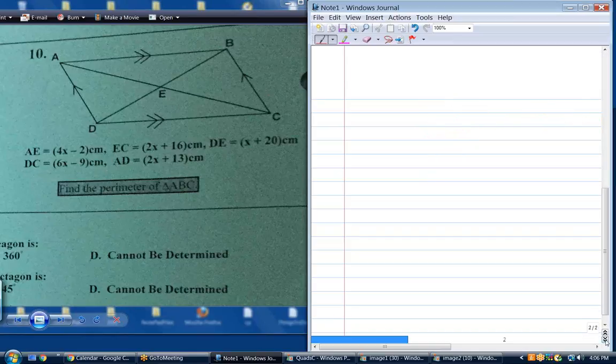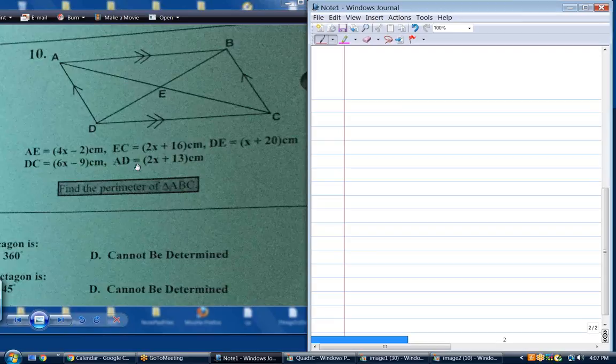So what equations can I begin to write in order to solve for x? Now here we want to find the perimeter of ABC. So I'm going to have to solve for AB, I'm going to have to solve for BC, and I'm going to have to solve for AC. So how do I start off? We could do AE is equal to DE. Set them equal to each other.